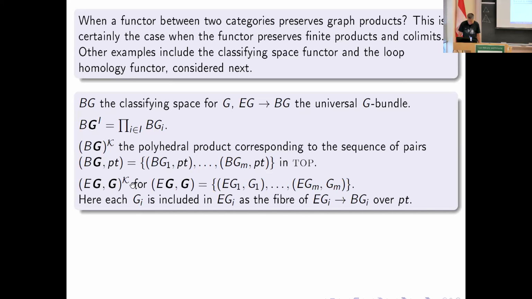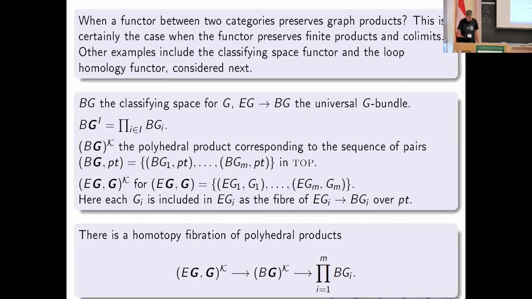And similarly, you can do another pair, EG, G, where each group is now viewed as a topological space. If it is a discrete group, that's just a discrete set of points. And it's included in this universal space as a fiber of this bundle over the base point. And then you have this fibration of polyhedral products. This is just the inclusion of the polyhedral product into the product of all BGs, and the fiber of that is this polyhedral product.